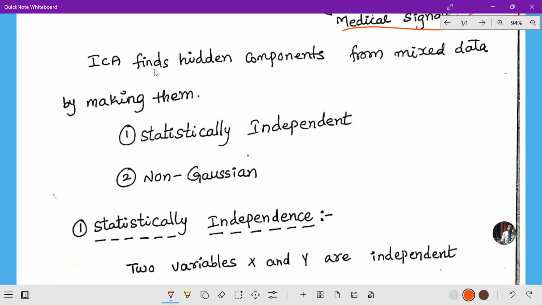ICA finds hidden components from mixed data by making them statistically independent and non-Gaussian. Generally, what happens with ICA? It finds the hidden components from the mixed data. Whatever the data is, it is mixed. ICA is going to find the hidden components by making them statistically independent and non-Gaussian.